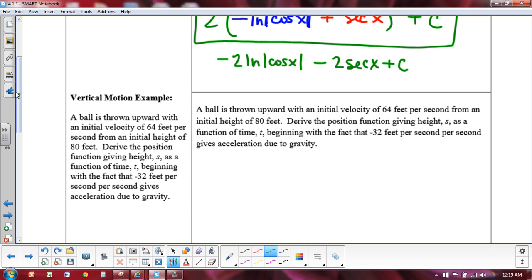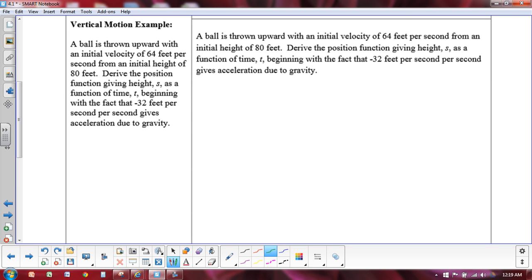All right. Now we're going to get into this idea working with what we call differential equations. They just don't come right out and say it right now. So what they start off with is this idea about a ball being thrown upward, and they give you initial velocity 64 feet per second, and then they give you initial height of 80 feet, and they want the position function. And when they say derive the position function, they're not meaning to differentiate, they're meaning to develop the position function.